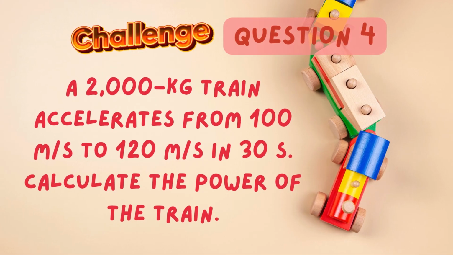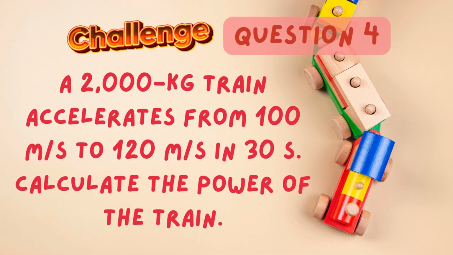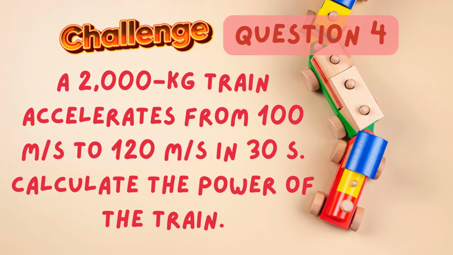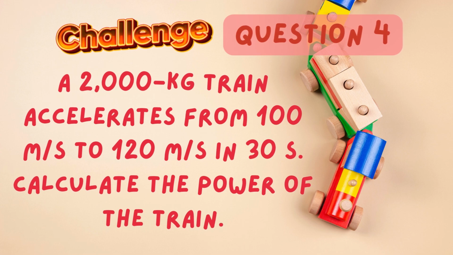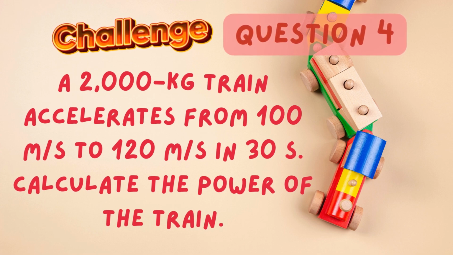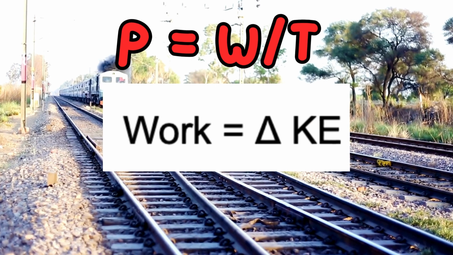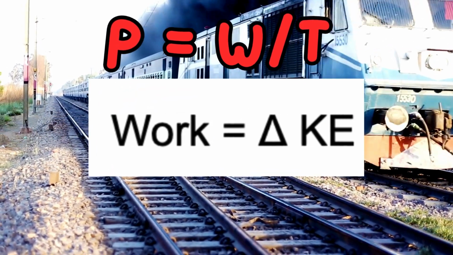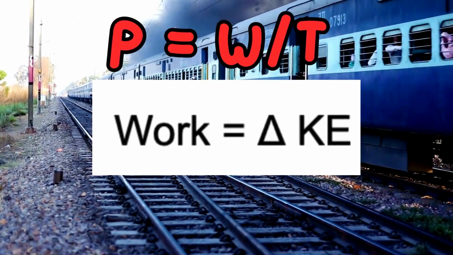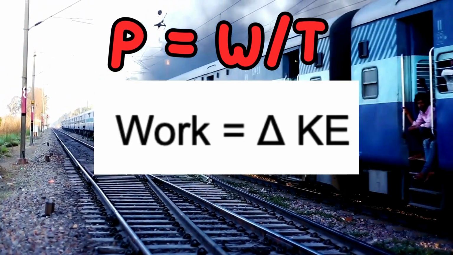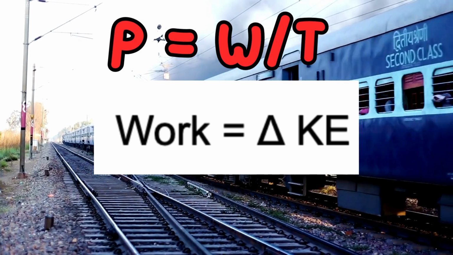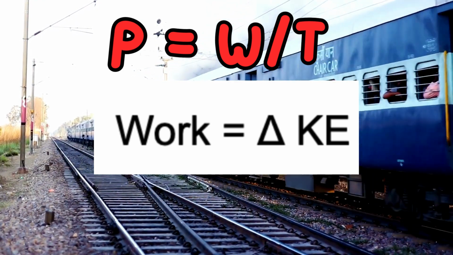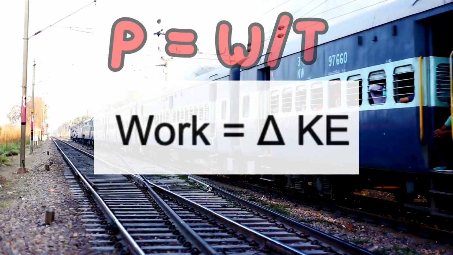Challenge question 4. A 2000 kilograms train accelerates from 100 meter per second to 120 meter per second in 30 seconds. Calculate the power of the train. Power equals work divided by time. Work is also equal to change in kinetic energy. Here we can see the kinetic energy of the train is changing since it is accelerating from a velocity of 100 meter per second to a velocity of 120 meter per second in 30 seconds.